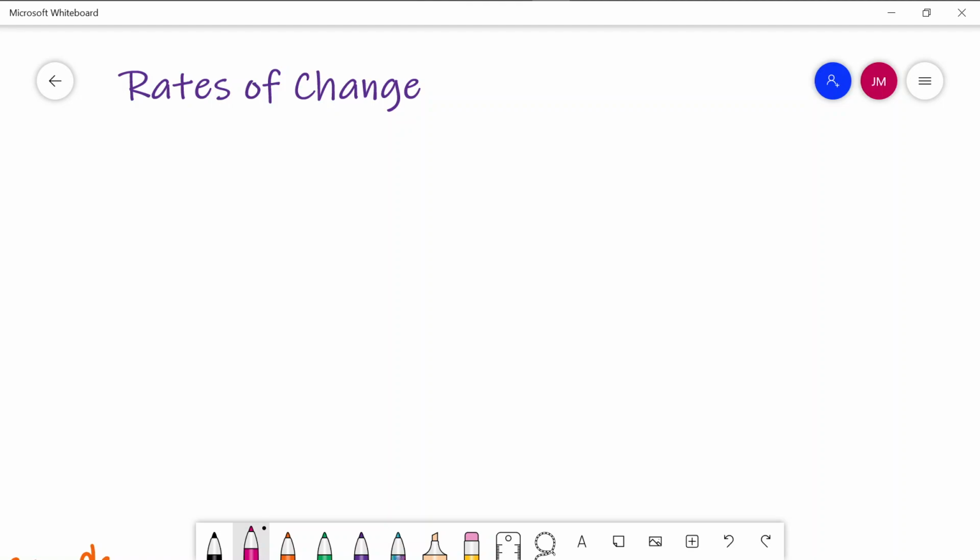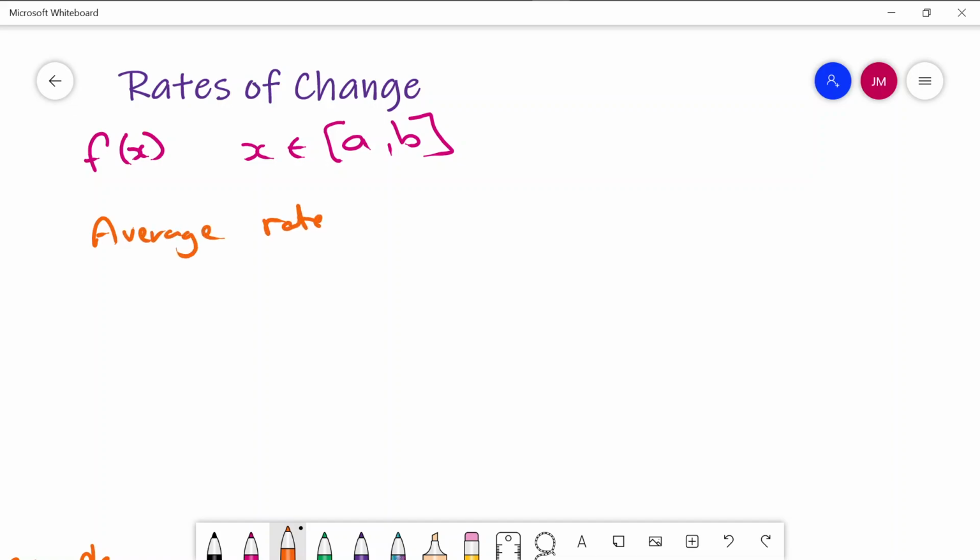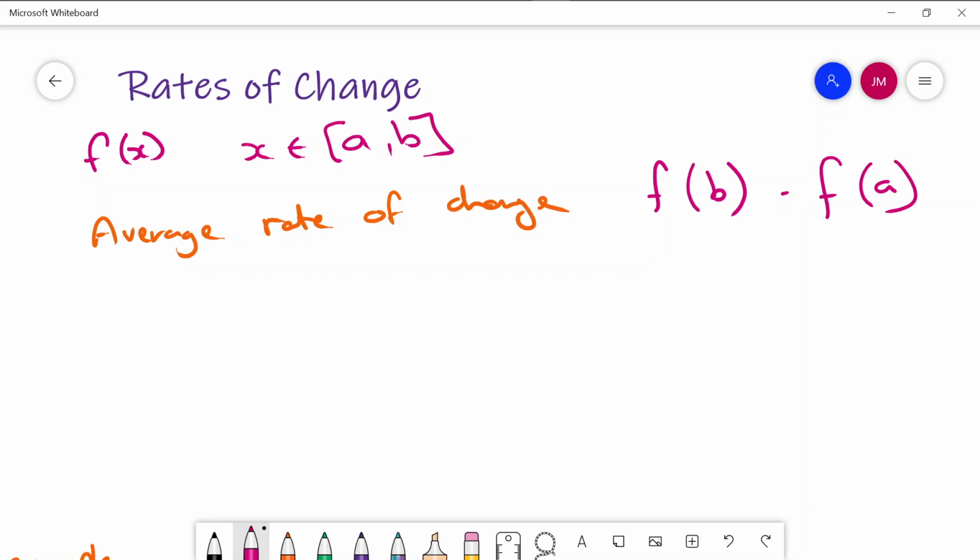So if we have a function, let's say f of x, and we want to find out how much it changes between the points A and B. So what is the rate of change between A and B? The average rate of change will be given by the formula f at B, so that's your y2 value, minus f at A, so the y value at point A, divided by the change in the x-axis. So that would be B minus A. So that's for the average rate of change, and we've looked at that in previous topics.